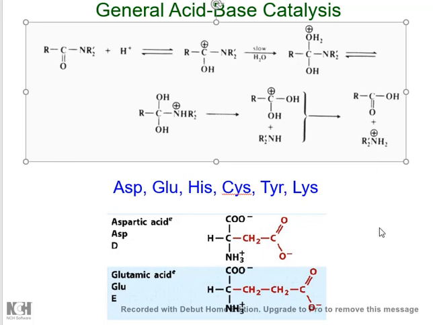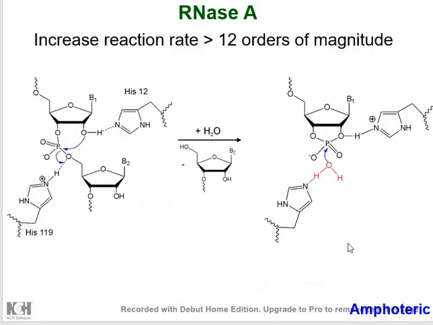There are several amino acid side chains that participate in acid-base catalysis, and they are listed here on the slide: aspartic acid, glutamic acid, histidine, cysteine, tyrosine, lysine. For example, aspartic acid and glutamic acid are deprotonated under physiological conditions, and they can act as general base catalysts, meaning that they can remove proton from a substrate and increase negative charge on the substrate, thus increasing its nucleophilicity.